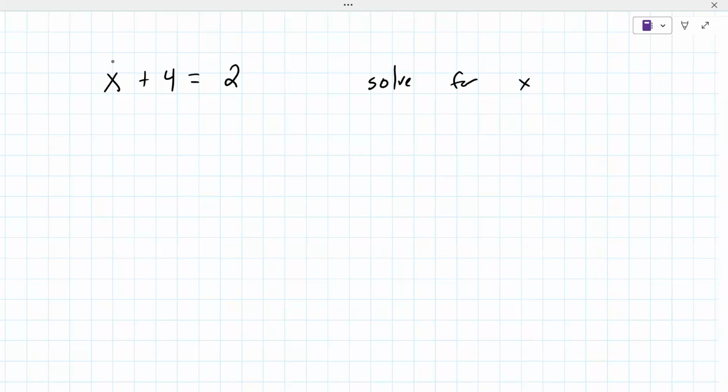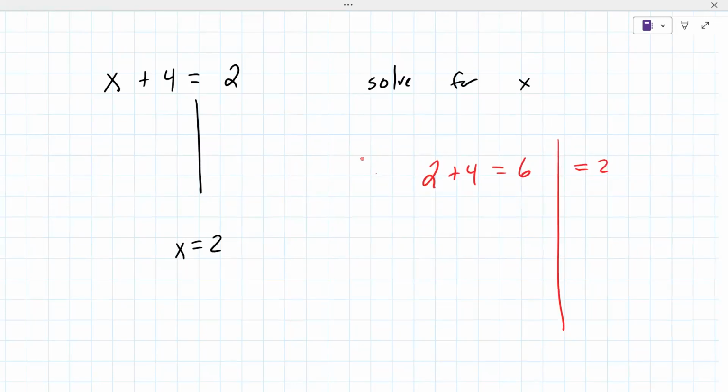Yeah, just give me the answer. We'll talk about the work here in a moment. So the answer is 2. Okay, so let's just try your answer. That's always a good idea. 2 plus 4, does that equal 2? It equals 6. This cannot be correct because it's got to equal 2.